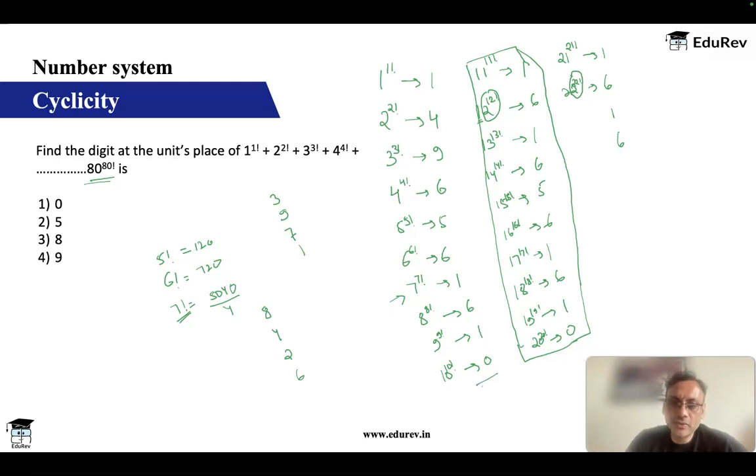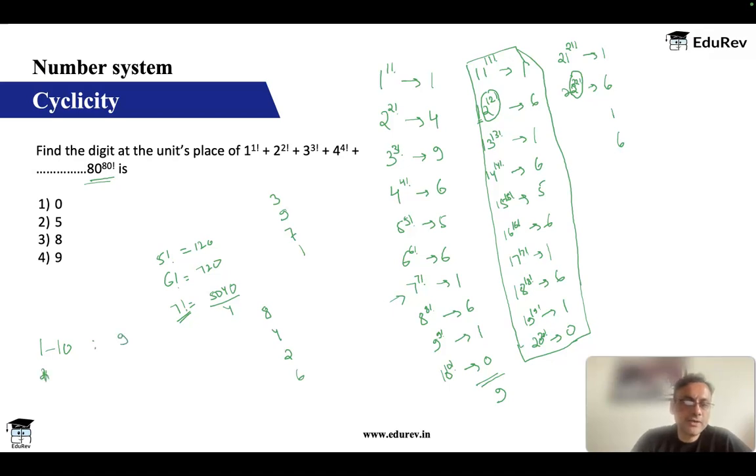So let's write down the last digits for 1 to 10. Let's add them. 1 plus 4 is 5, 5 plus 9 is 14, 14 plus 6 is 20, 25, 31, 32, 32 plus 6, 38, plus 1, 39. So the last digit is 9. Okay, so for 1 to 10, the last digit is 9.